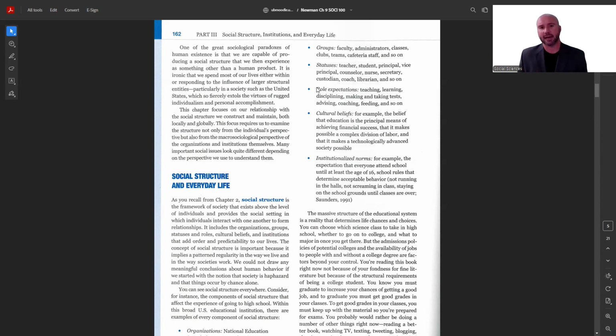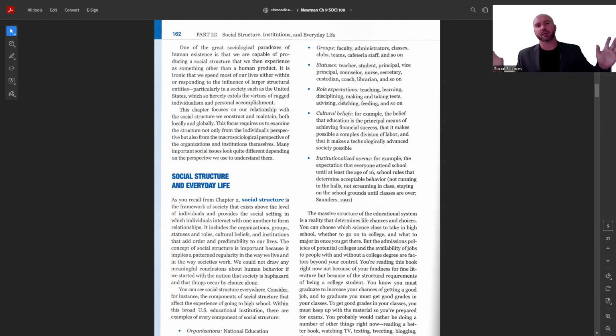Now, I'll point out right now that the term role expectation is redundant. Roles are expectations. They are obligations, duties, responsibilities. But anyway, like my expectation for you is to learn, to take exams, to write. Your expectation for me, hopefully, is to teach and to teach in a fair way.